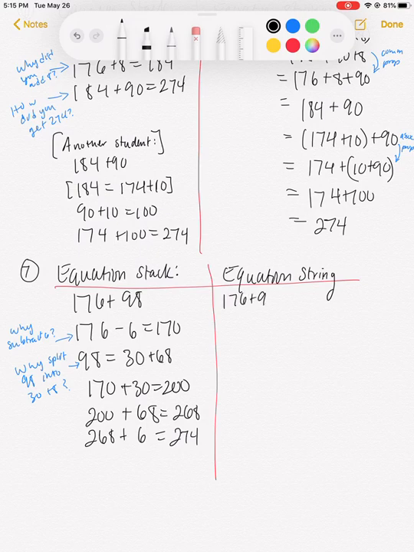176 plus 98 is equal to... Now, if I want to subtract 6 off, go ahead and do that. But I'm going to add 6 at the end. So notice that there's a minus 6 here at the beginning and a plus 6 at the end. And so we can take care of both of those with this line and then keep the 6 along for the ride.